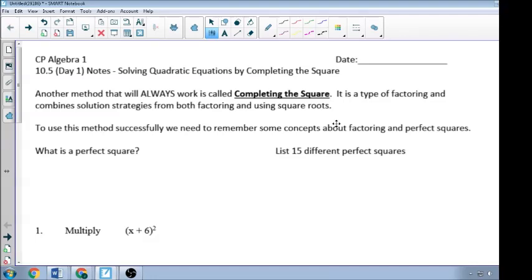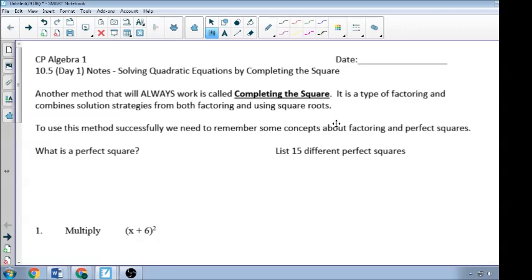It is 10.5 Day 1, solving quadratic equations by completing the square. Completing the square is a method that will always work. It is a type of factoring and combines solution strategies from both factoring and using square roots. To use this method successfully, we need to remember some concepts about factoring and perfect squares.